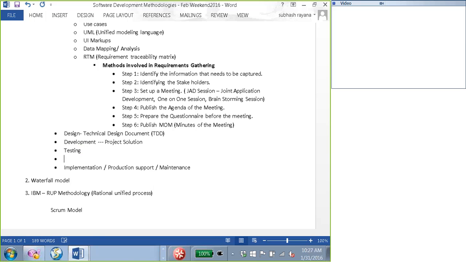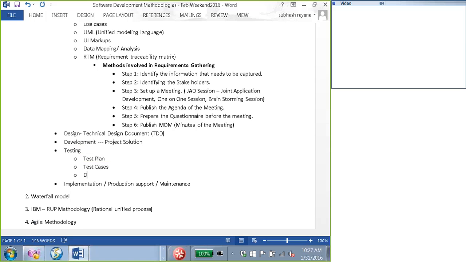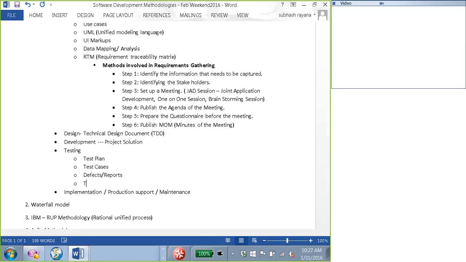The next important aspect is testing. Let me quickly list out some of the important milestones accomplished in testing: test plan, test cases, defects, and report, testing sign off, rejection.